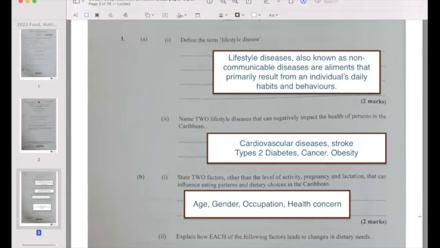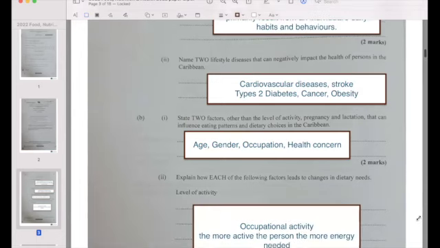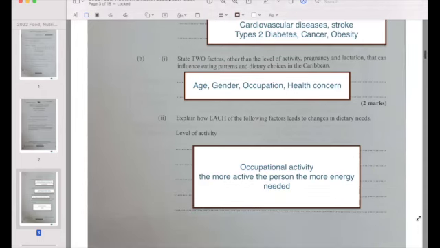The next question, state 2 factors other than level of activity, pregnancy, and lactation that can influence eating patterns and dietary choices in the Caribbean. So apart from level of activity and pregnancy and lactation, what other factor can influence? One will be age. The next one will be sex, so we talk about gender. Another factor can be occupation, and another factor can be health concerns. So you can choose any 2, or if you have others, that will be fine.